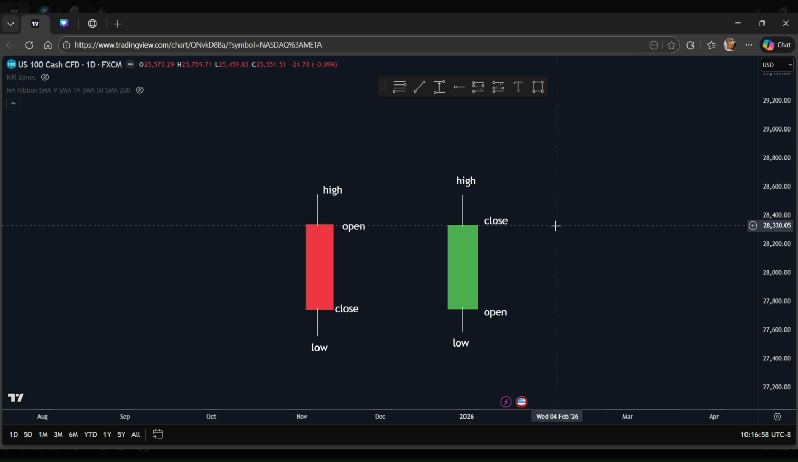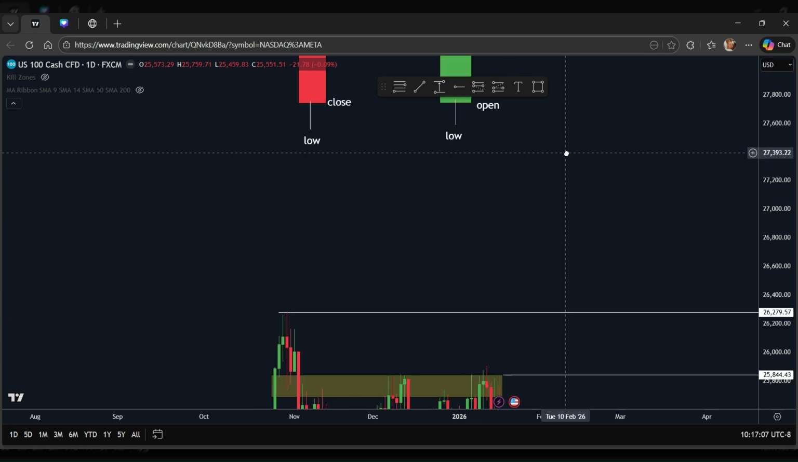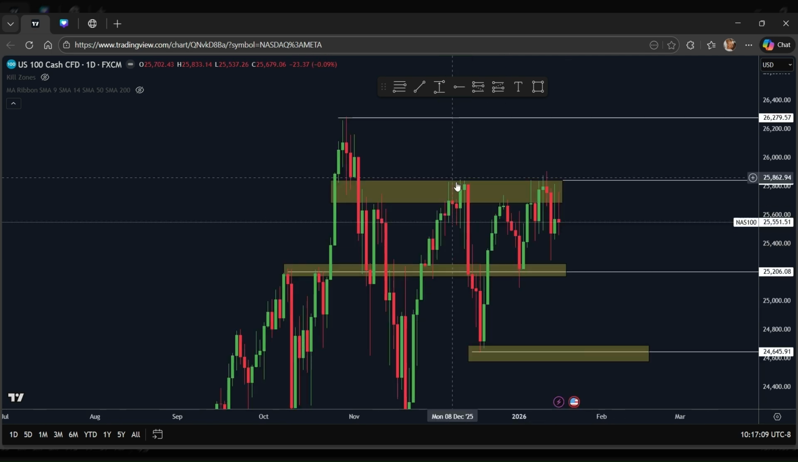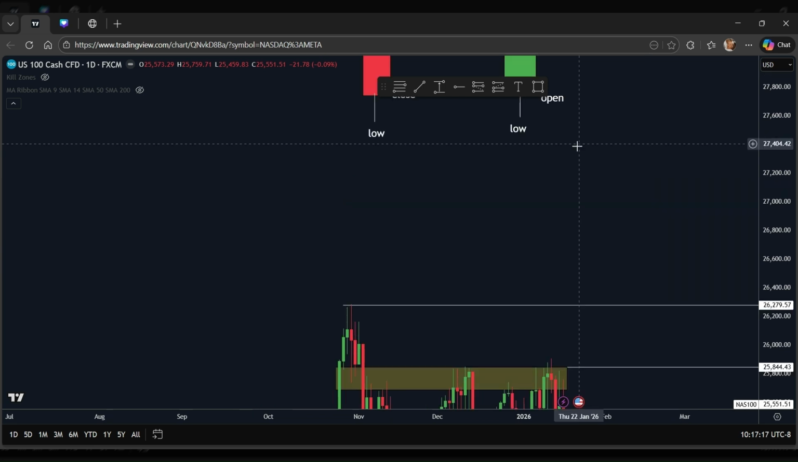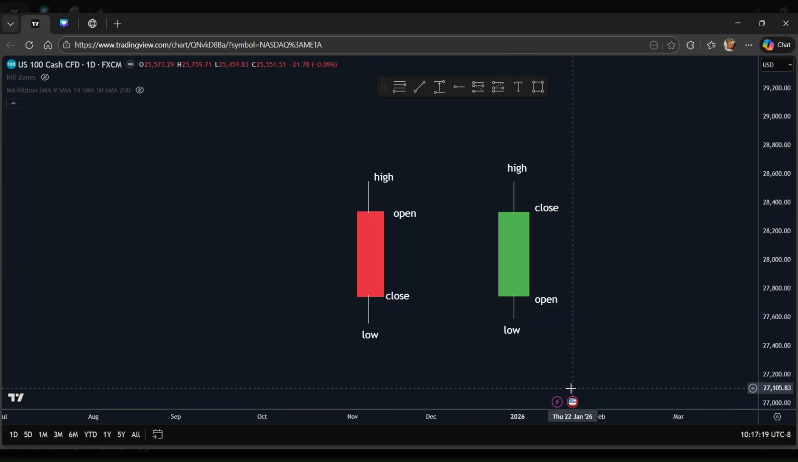So, if it's a red candlestick, that means it's going down. If it's a green candlestick, it means we're going up. And we could see that over here. Red candlestick means down, down, down. Green looks like it's pushing up. Okay, awesome. How do they form though?